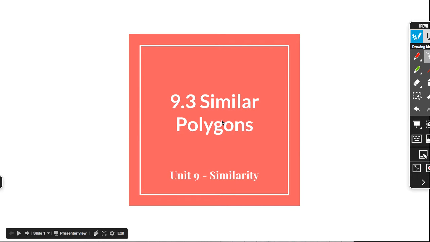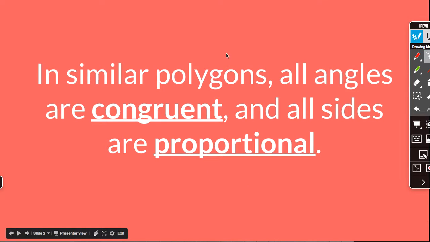We're going to start using ratios and proportions to help us with similar polygons. So first off, let's talk about what similar polygons are. In similar polygons, all angles are congruent and all sides are proportional. So it means it's the same shape, but a different size. Congruent polygons mean that all angles and all sides are congruent, but in similar polygons, all the angles stay congruent, but the sides are proportional.